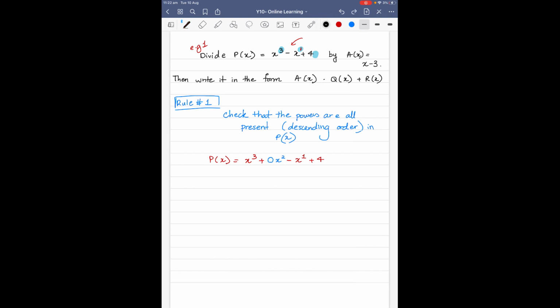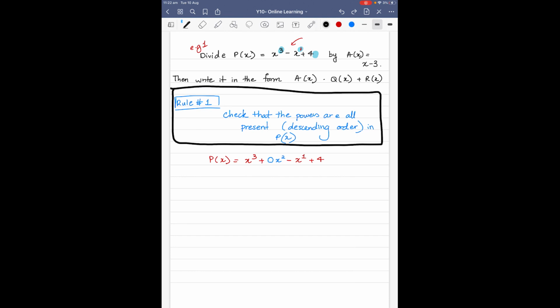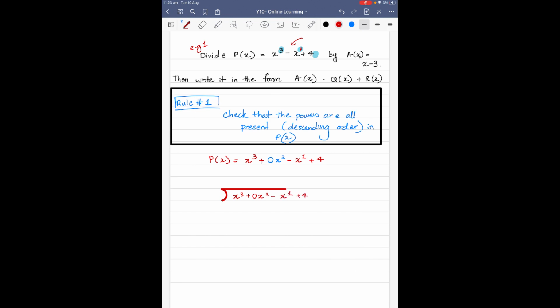I want you guys to put a really highlighted box around this rule, because this is where common mistakes occur, and we are trying to prevent that from happening. Okay, let's get into your long division skills. So draw out your long division. Your P(x) is going to go inside here. All right. Your A(x), your divisor, is outside.